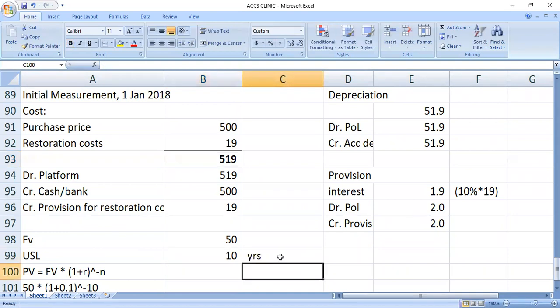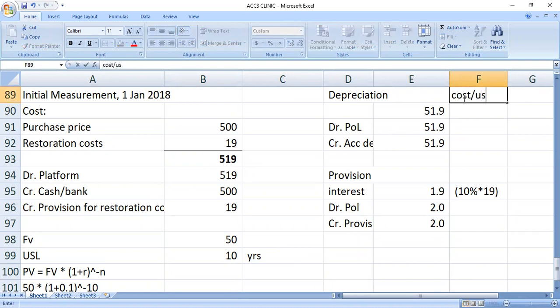Okay. So how do you get depreciation? Isn't it cost divided by useful life? Hence, 519 million divided by 10 years, giving us 51.9. You want me to write it here? Okay, let me write it here. Cost divided by useful life. I hope we are now fine. Rounded off. Okay, thank you.